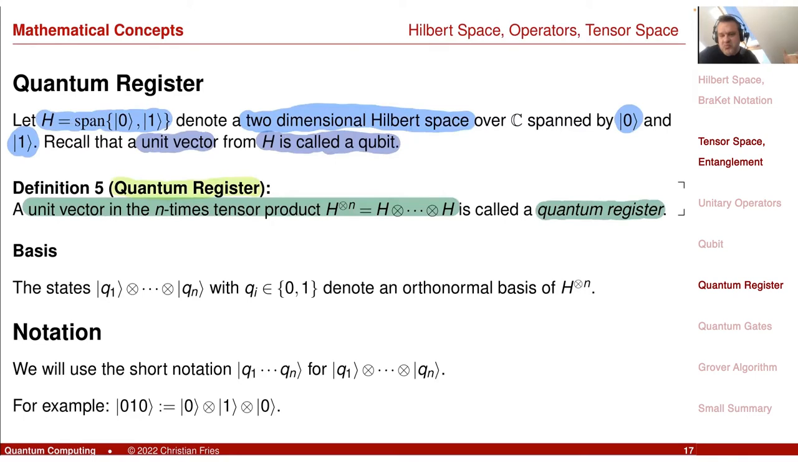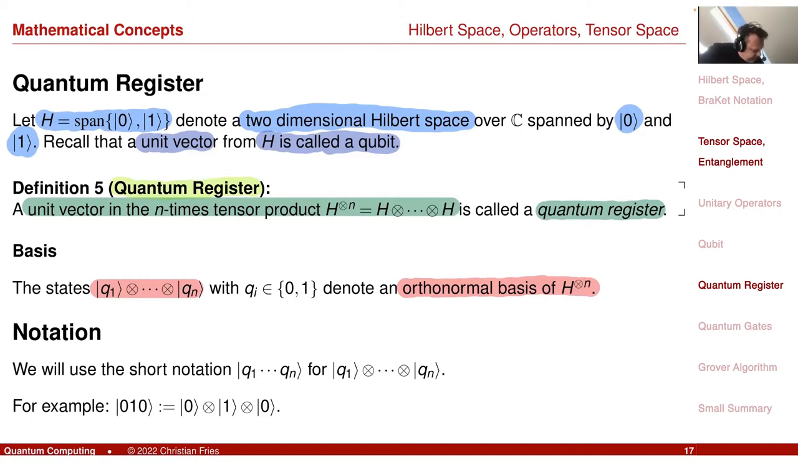So then I can define a basis. The states q1 tensor product q2 tensor product, and so on, qn, where the q's can be 0 and 1, denote an orthonormal basis of this space. Maybe this is not 100% nicely written. This means the basis is formed by all these combinations. So ket 0 tensor product ket 0, and so on, tensor product ket 0 is one basis vector. And then 0, 0, 0, 0, 1 is another basis vector.